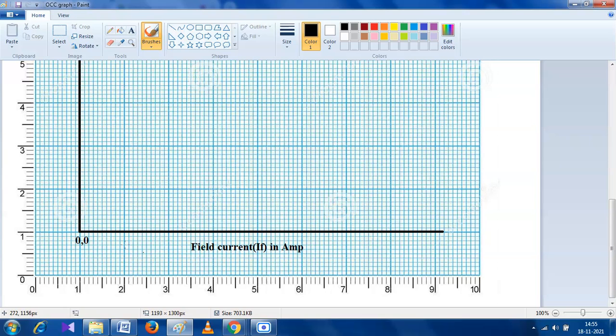So number of divisions कितना लेंगे सर? 15. नंबर नहीं, हमें कितना प्लॉट करना है? 15 प्लॉट करना है। तो मतलब, yes sir. 15 अगर प्लॉट करेंगे तो ये देखिए, एटलीस्ट ग्राफ कितना फैल के होना चाहिए?